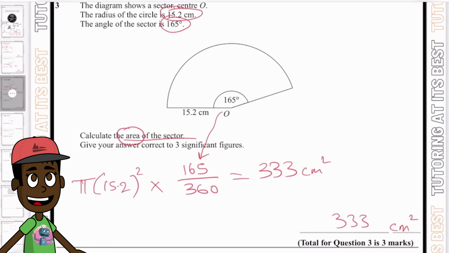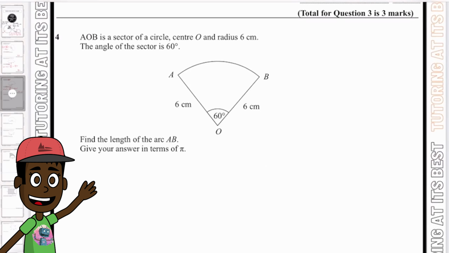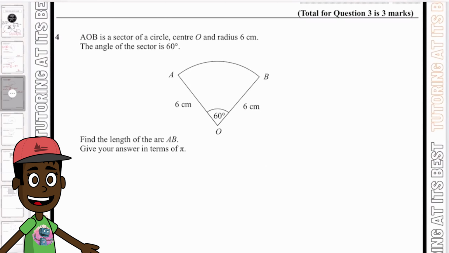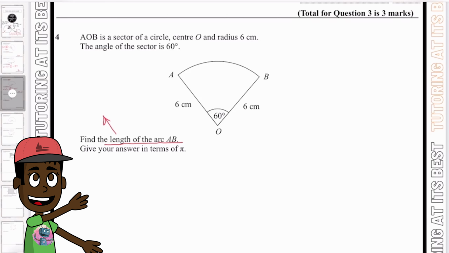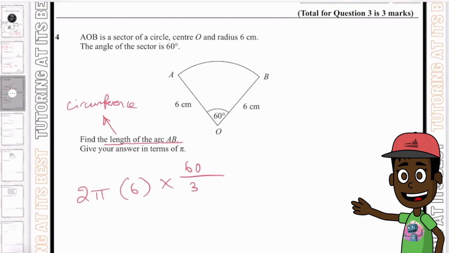Marvelous. Okay, question number 4. So AOB is a sector of a circle, and we have center O and radius 6. They've given us the angle of the sector, which is 60 degrees, and they want us to work out the length of the arc. So again, when we see the length, we know this is automatically going to be the circumference. And that's 2 pi r. So we'll have 2 multiplied by pi, multiplied by our r, which is 6 centimeters. And then we multiply that entire thing by 60 over 360, because that is our sector. And we are then left with 2 pi.